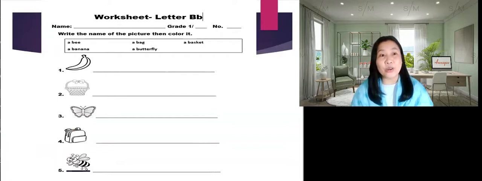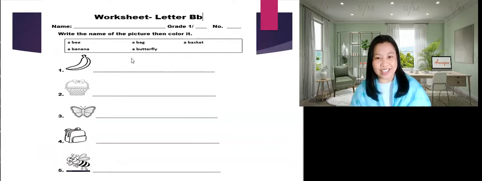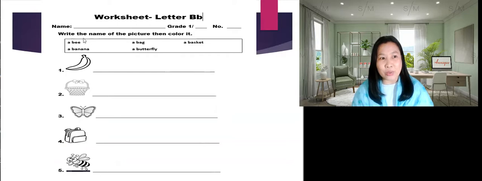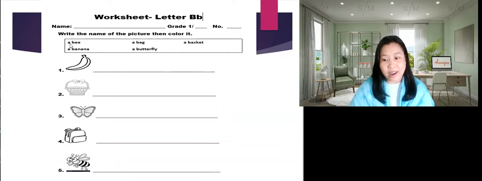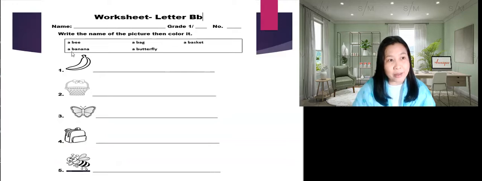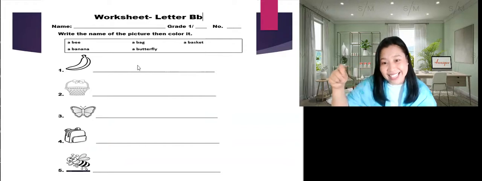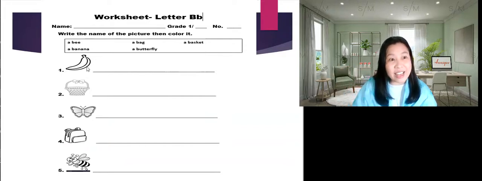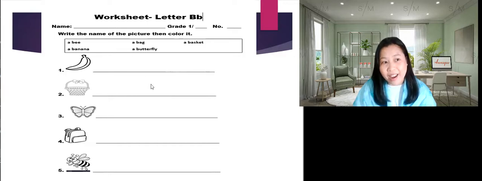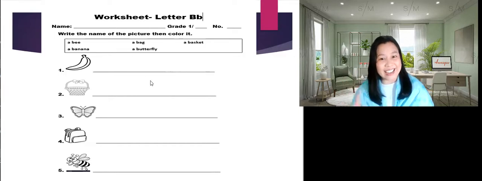Okay, so for your worksheet this week, you are going to write the name of the picture, then color it, okay? You can choose here. We have here a bee, a banana, a bag, a butterfly, a basket. So you are going to write the name of the picture. Okay, what is this? Is it a bee, a banana, a bag, a butterfly, a basket? So you're going to write the name here and then color it nicely.